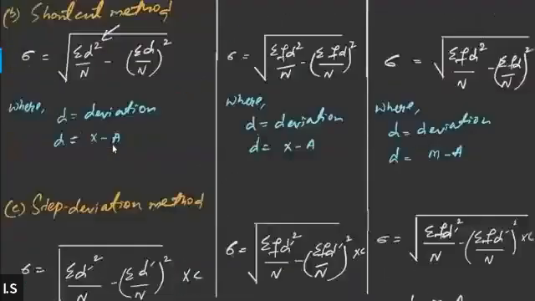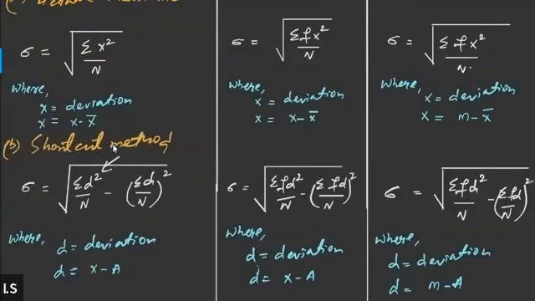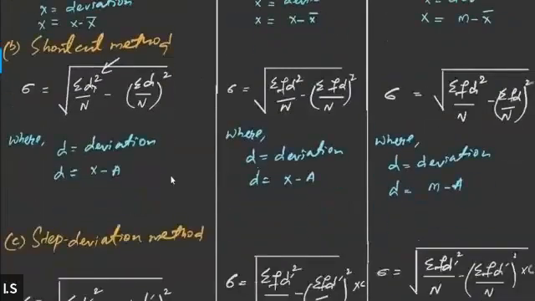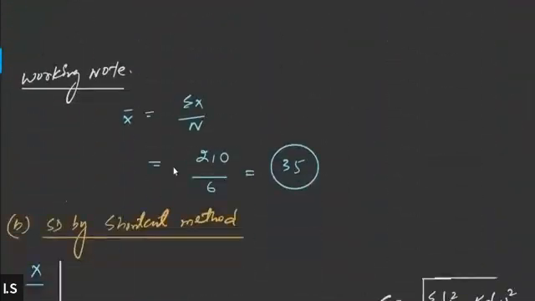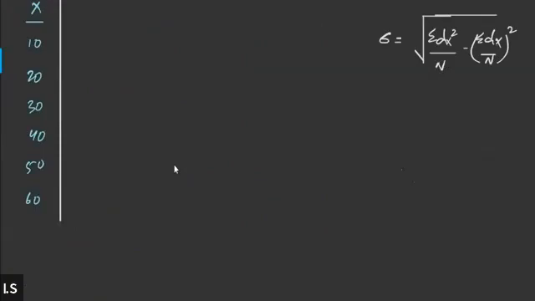Let me just cross check it. Yeah. So you can write it this way, sigma dx square, or if you want to write only sigma d square, then also it will be correct. Is it clear to you? Yes, sir. So you can write it both ways. Instead of writing this way, you can also write it like sigma d square divided by n minus sigma d upon n whole square. Both have the same meaning.